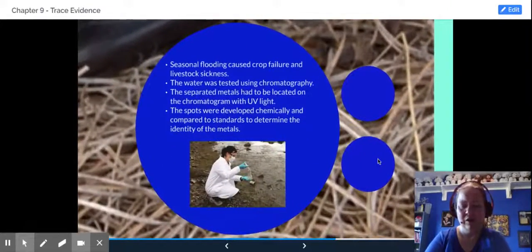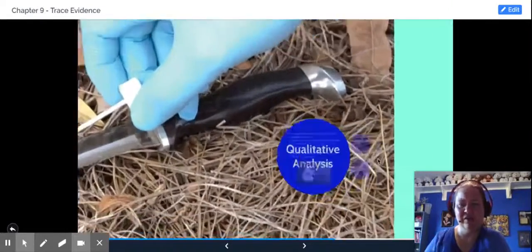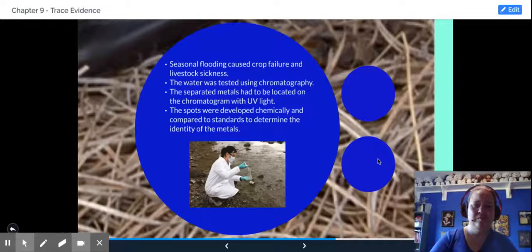All right, qualitative analysis. Yes, qualitative analysis. They can look at the water quality, soil quality, and stuff like that. There was some flooding nearby that was causing crop failure and livestock sickness, so they wanted to test the water quality to make sure that wasn't the problem.